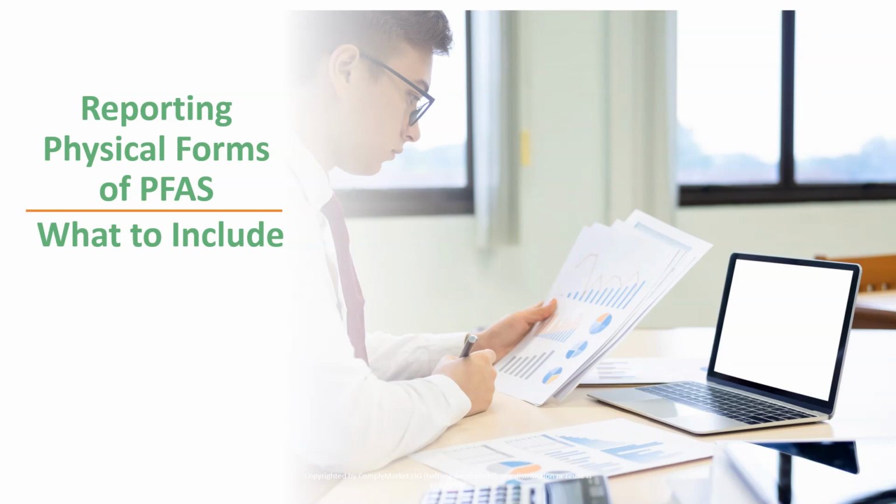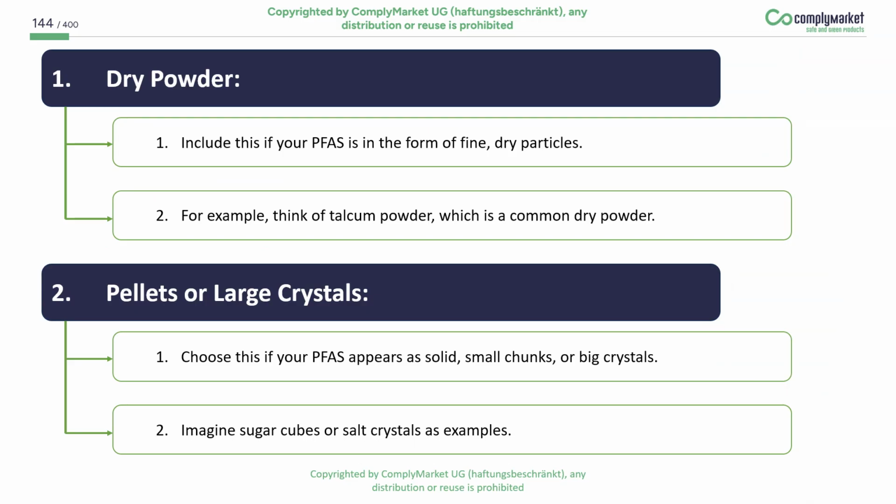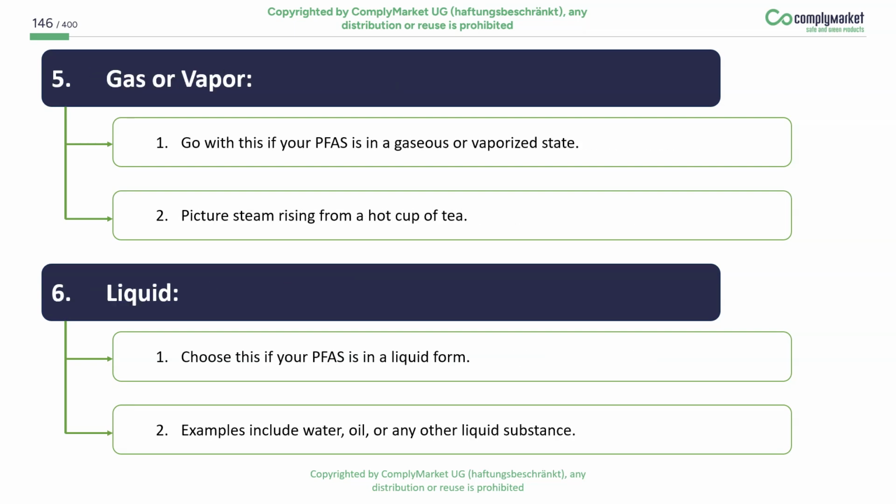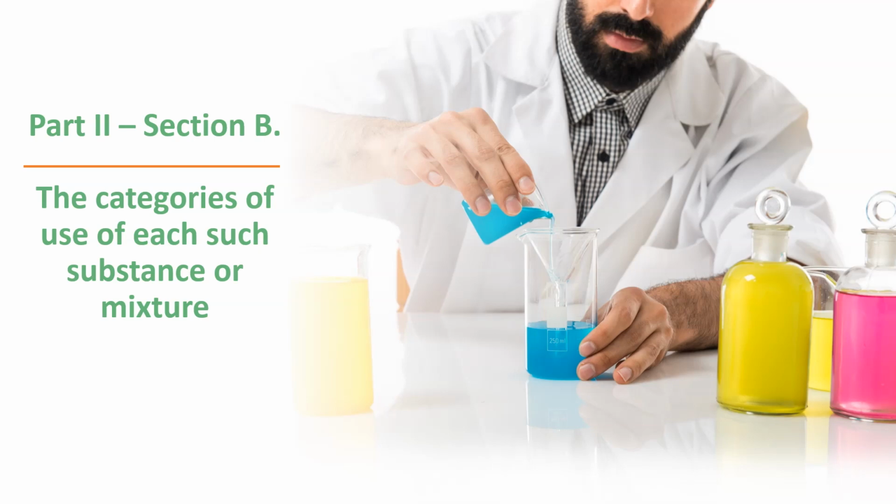Reporting physical forms of PFAS, what to include: dry powder, or pellets, or water, solvent, other solids, vapor. Categories for each use of each such substance.